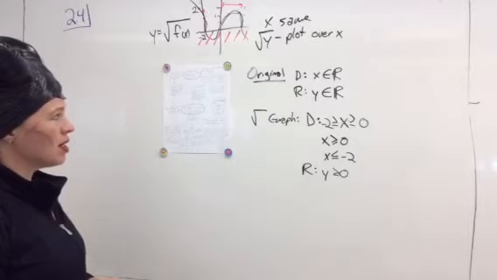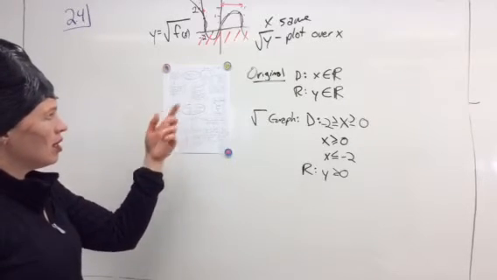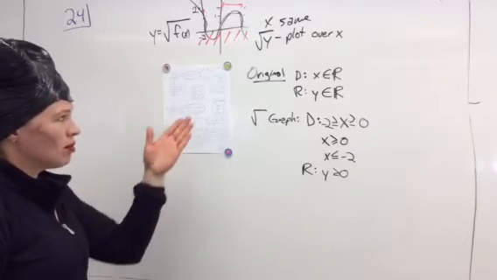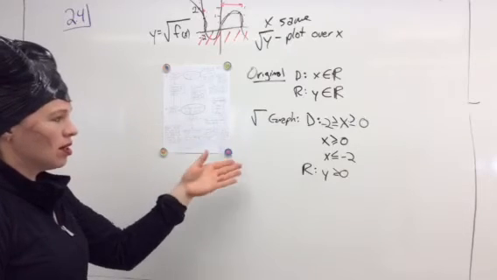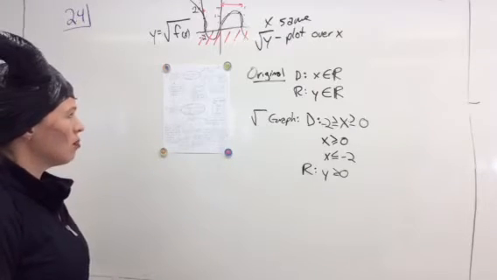So you can see from this example that the domain and range from the original are different from the graph that we plotted.